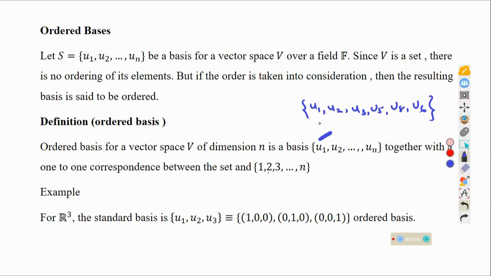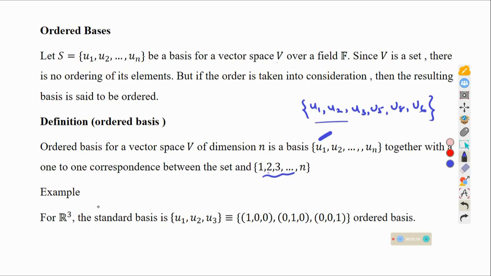So there must be that kind of correspondence between the set that is under consideration and the set of natural numbers from 1 to n. So if we have our n elements, then they must be ordered in such a way that the positions are arranged so that they correspond to this given set.